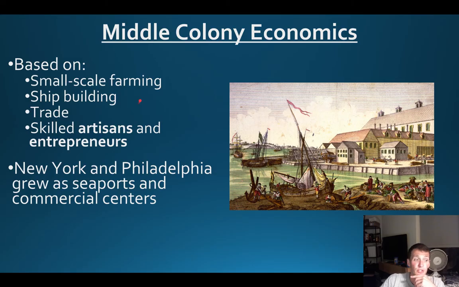You have shipbuilding also, which takes advantage of the two major ports, Philadelphia and New York. Remember, Philadelphia is up the Delaware River from the Chesapeake Bay, right? And New York City is on the Hudson River.